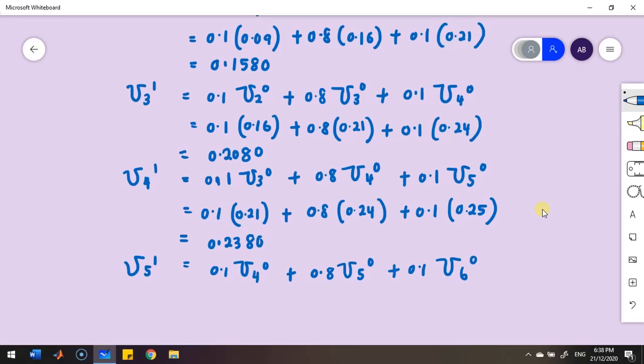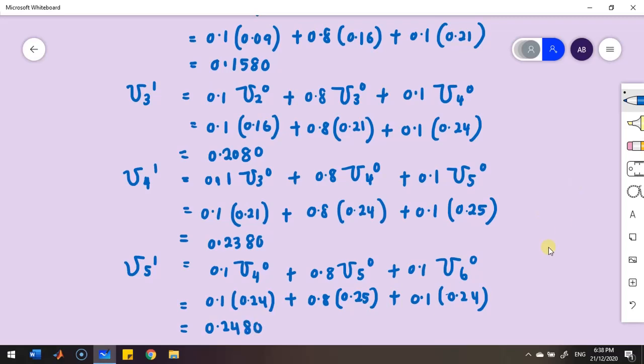Okay, so we have 4, which is 0.1, 0.24 plus 0.8, 0.25 plus 0.1, 0.24. Okay, now you will get 0.2480.